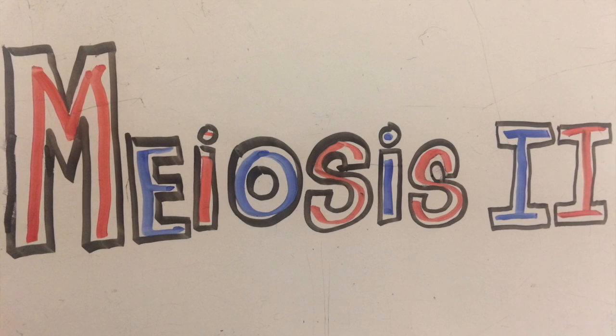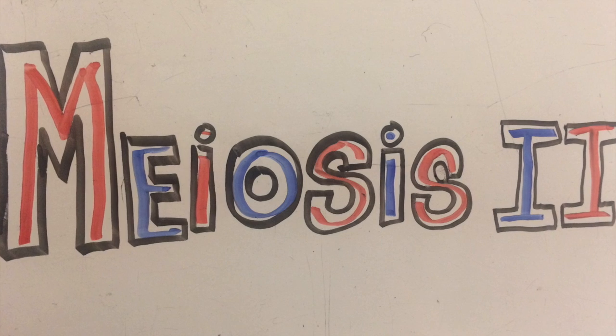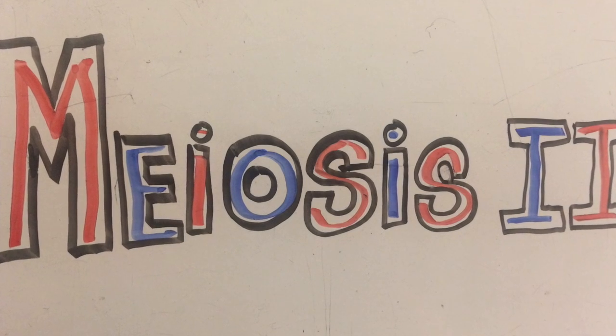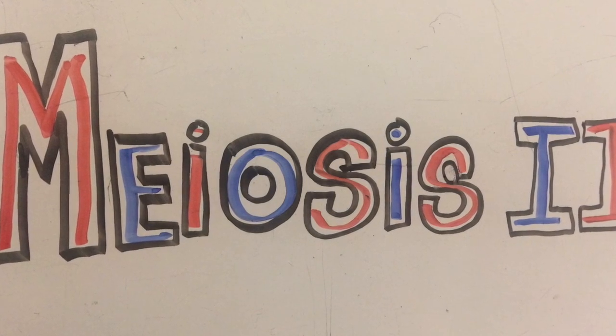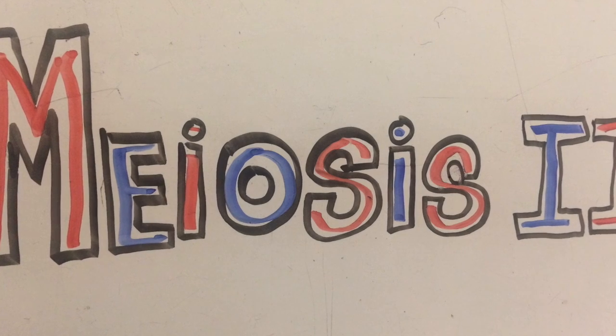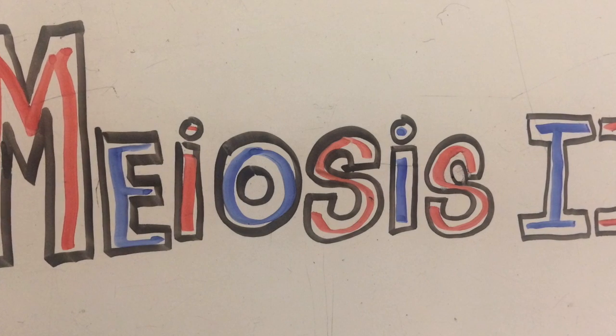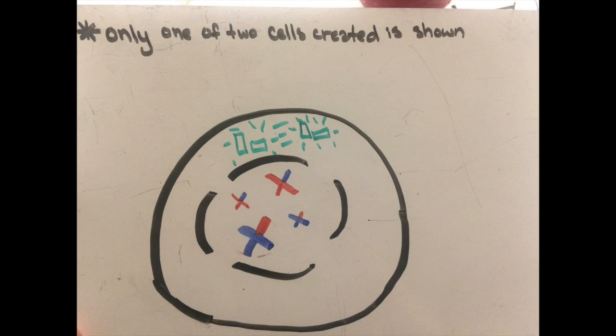Finally, we are going to discuss meiosis 2. In meiosis 2, the only difference is that there is no interphase as it goes directly from meiosis 1 to meiosis 2. So let's get started. Just to be clear, I only drew one of the two cells that was created in meiosis 1 just for ease of explanation, so we will only see half of the genetic DNA that was created, but at the end I will show all four cells that are created.